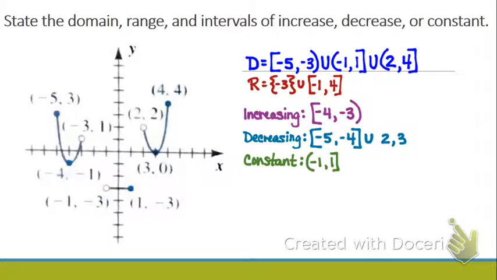Brackets or parentheses? Around both of them? Parenthesis around the 2 because it's an open circle at the 2. What about at the 3? Bracket. Is there anywhere else on this graph that I'm going to be going down? No, then I'm done with decreasing.